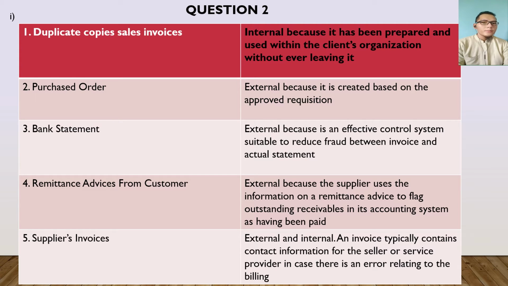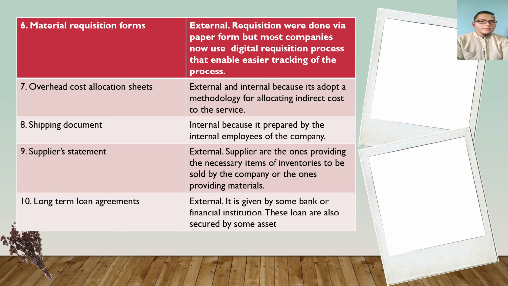The fifth one is supplier invoice, which is both external and internal. An invoice typically contains contact information for the seller or service provider in case there is an error relating to the billing. The sixth one is material requisition forms, which is also external. Requisitions were done via paper forms, but most companies now use a digital requisition process that enables easier tracking of the process.